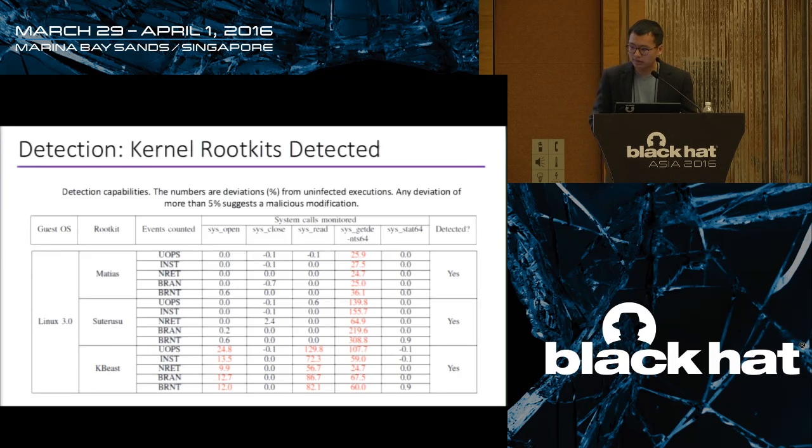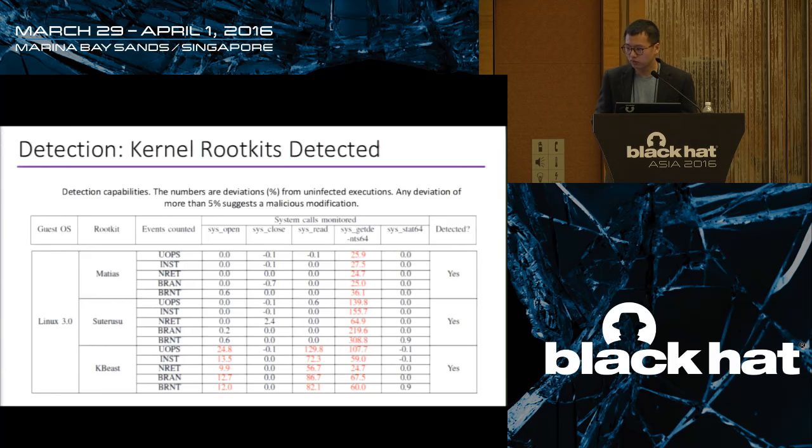Okay, so as I said in the previous slide, if the deviation reaches more than 5%, regardless of which event and syscall pair, we claim that a kernel modification is detected. So basically, if you see the red numbers on the screen, all the rootkits have at least one, and most of them have more than one, maybe 5, syscall and event counter values that exceed the threshold that we set.